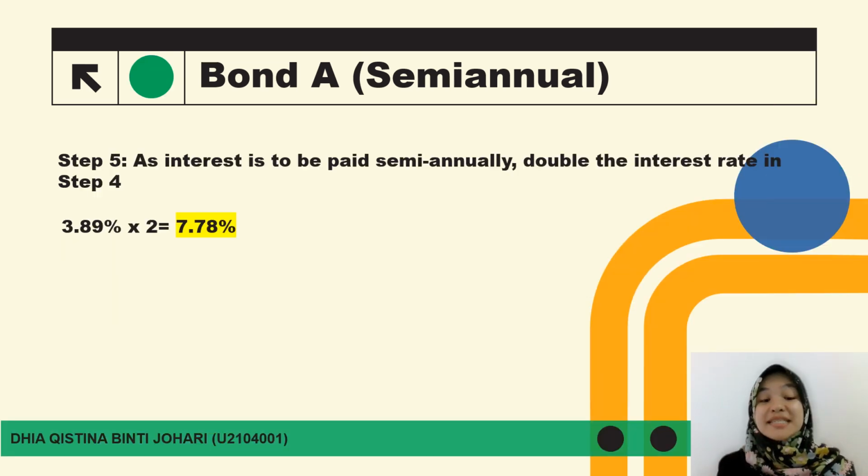However, as this bond is semi-annual and the interest is also being paid semi-annually, we need to double up the interest rate, which is using the answer in step 4, which is 3.89%, and multiply by 2 and you will get 7.78%.